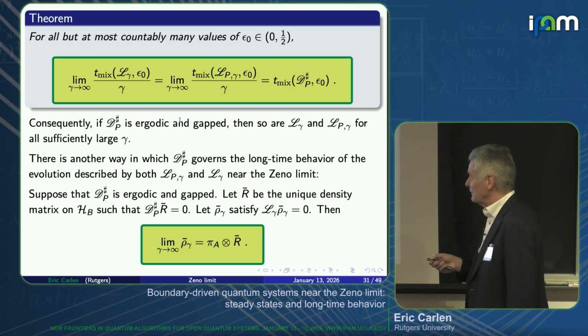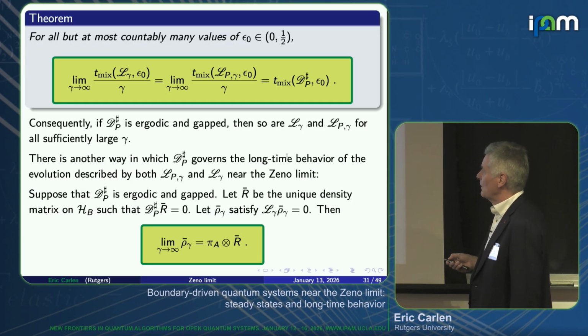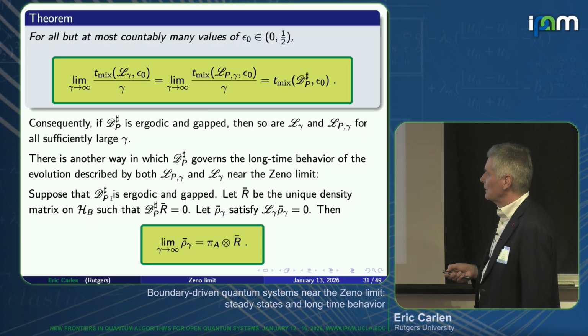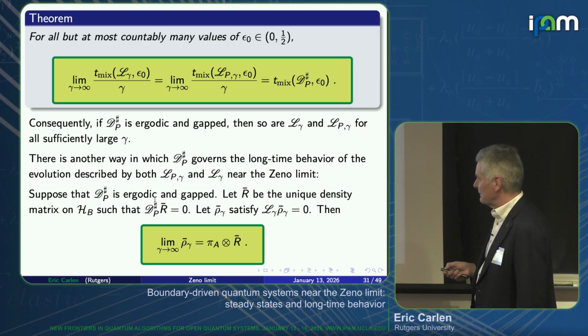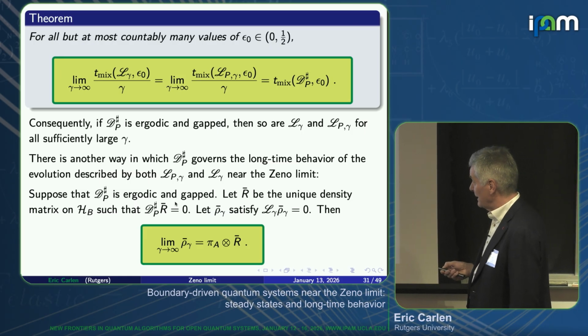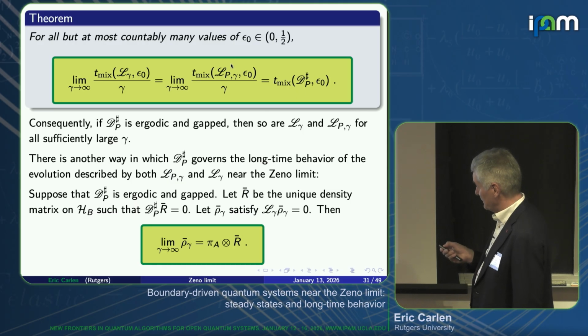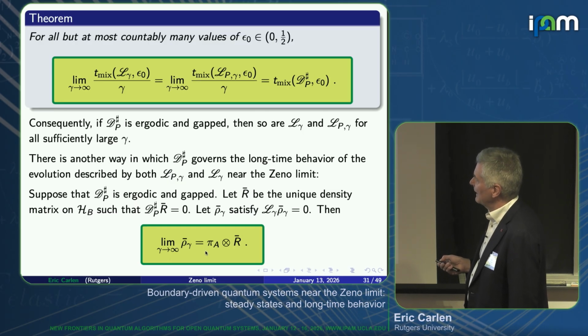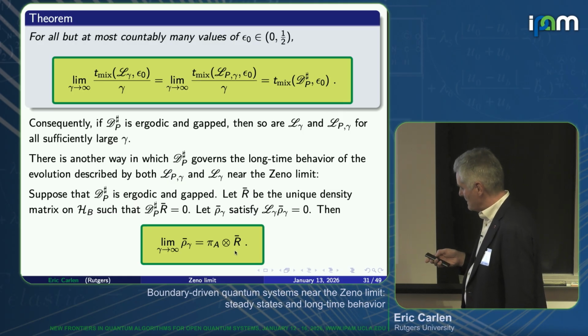Okay? There's another way in which this D_P sharp governs the long time behavior. Suppose that D_P sharp is gapped and ergodic. Let R naught be its unique steady state density matrix. And then, okay, we know that there's a unique steady state for this equation for all large gamma because the mixing time is finite. And then the statement is that as gamma goes to infinity, the unique steady state for the full system is pi_A tensor R bar.